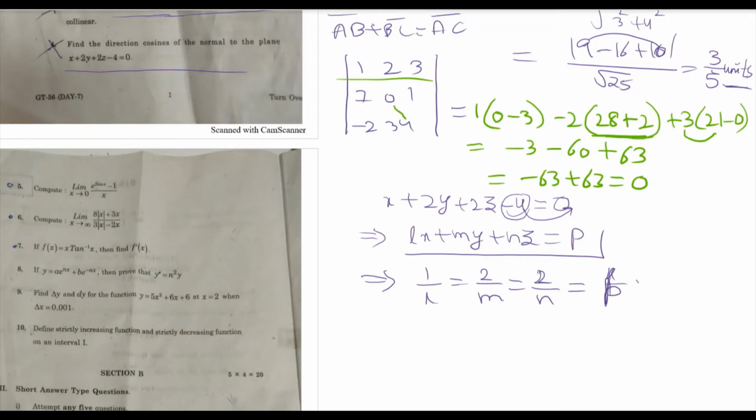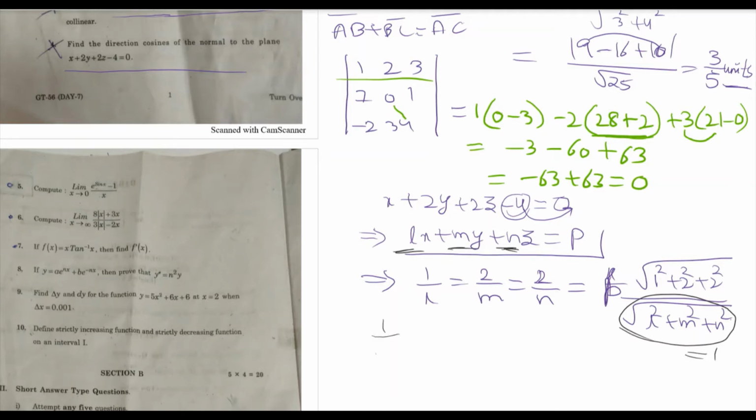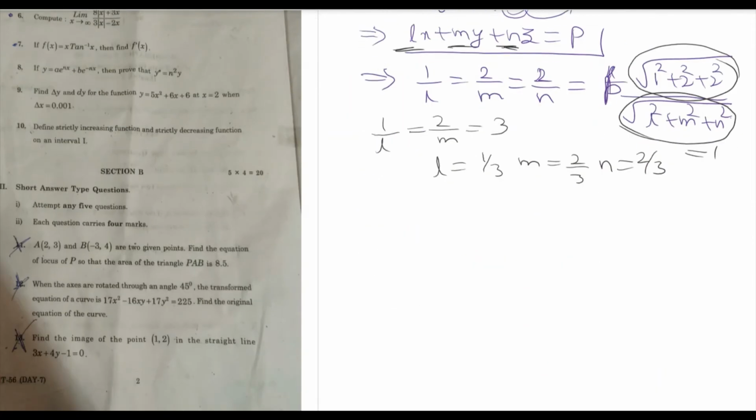2 by N equals to square root of 1 square plus 2 square plus 2 square by square root of L square plus M square plus N square. Here L, M and N represent the direction cosines. So square root of L square plus M square plus N square becomes 1. So 1 by L equals to 2 by M equals to, this is root 9, which is 3. So L equals to 1 by 3, M equals to 2 by 3, and similarly N equals to 2 by 3. So the direction cosines are 1 by 3, 2 by 3, 2 by 3. So these are my direction cosines.